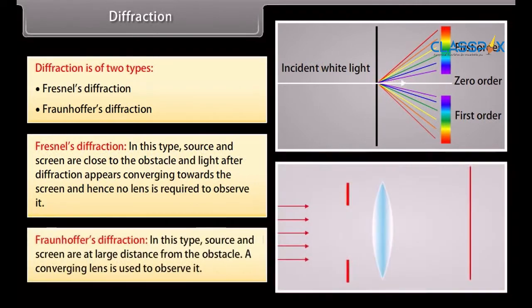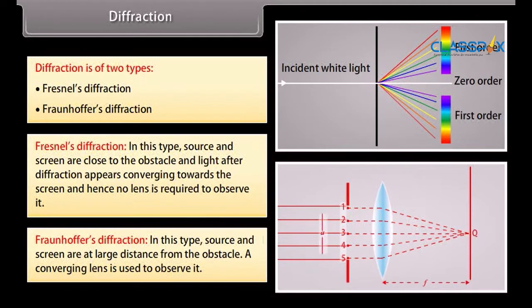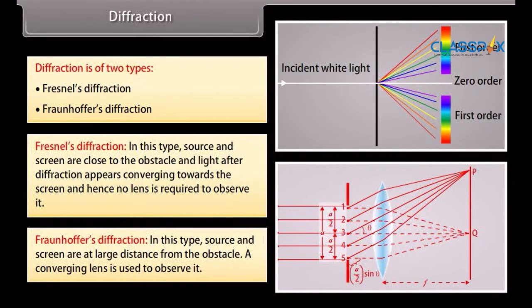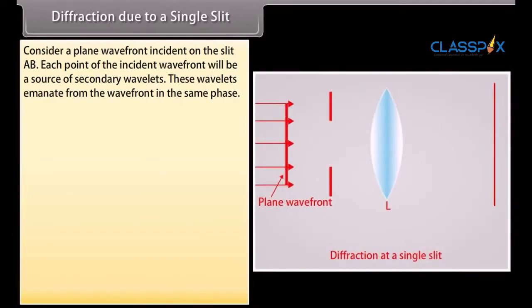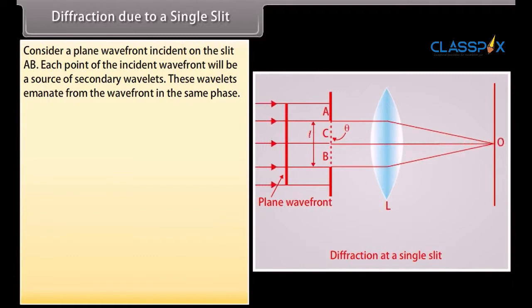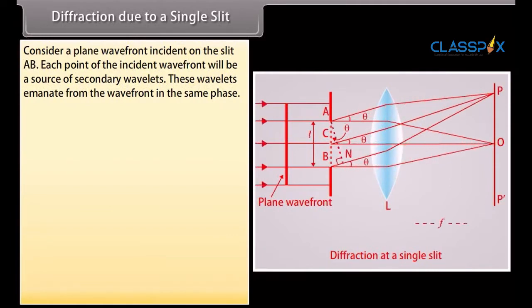In Fraunhofer's class, source and screen are at large distance from the obstacle. A converging lens is used to observe it. Diffraction due to a single slit. Consider a plane wavefront incident on the slit AB. Each point of the incident wavefront will be a source of secondary wavelets. These wavelets emanate from the wavefront in the same phase.